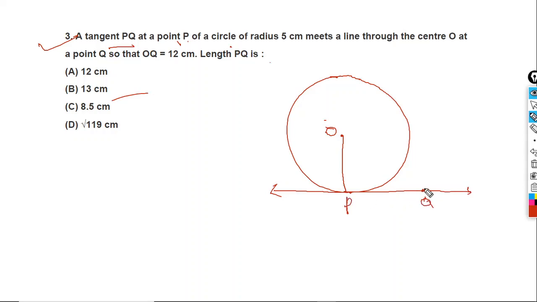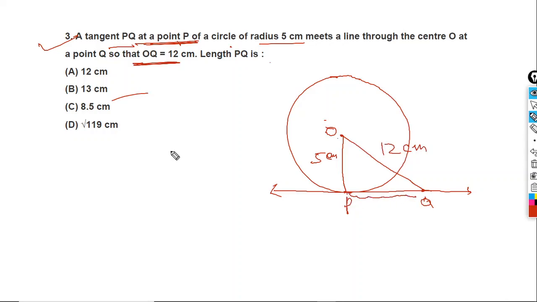Tangent PQ, because he is saying the tangent at point P. So at point P we have drawn a tangent of a circle of radius 5 cm. Let O be the center. Meet a line through the center O at point Q. It will meet here at Q, so that OQ equals 12. Now look at it. OQ is 12 cm. Find the length of PQ. Length of PQ we need.